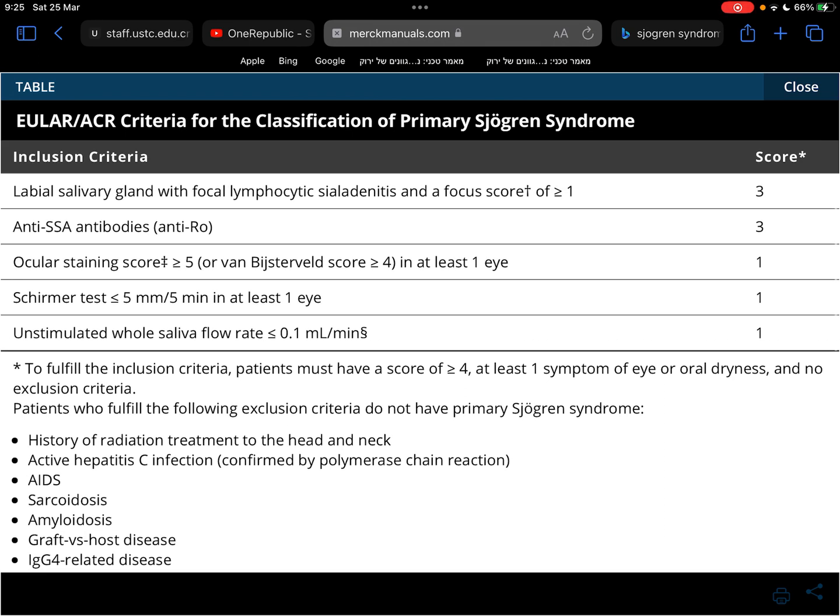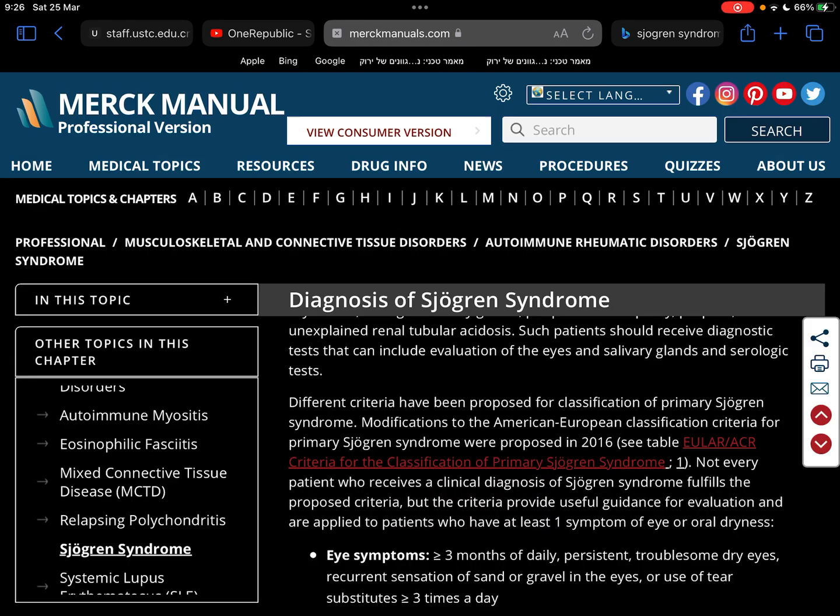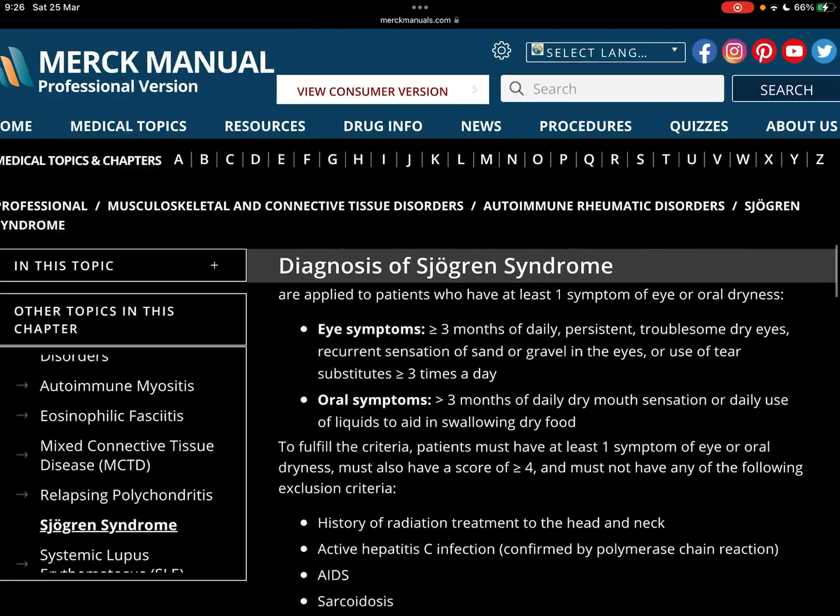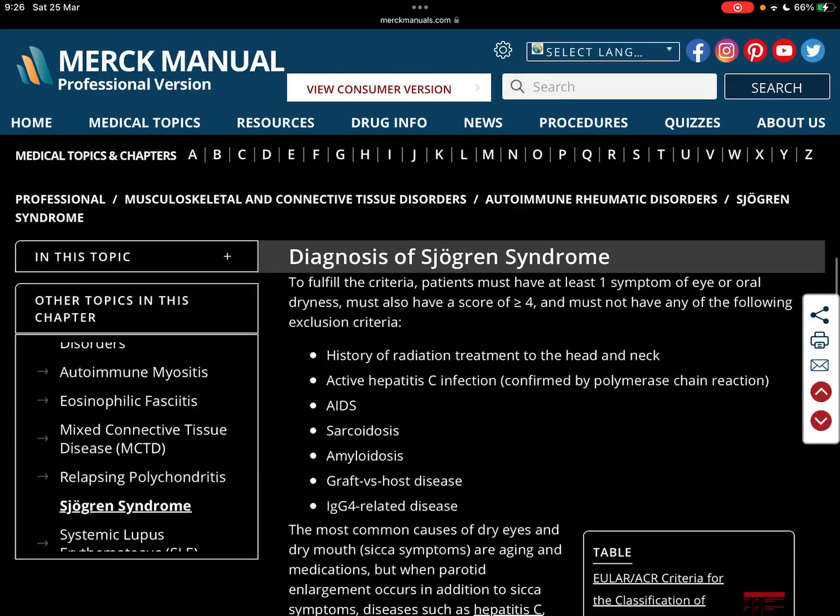Plus, he must have a score of 4 points or more in the criteria you see here. You can see that it includes histopathology with lymphocyte infiltration, anti-SSA antibodies, also called anti-Ro, ocular staining score, or Schirmer test. The Schirmer test tests how many tears we produce in a certain time. Okay, you can see the criteria. So we need one or both and a score of 4 points or more in what we saw.